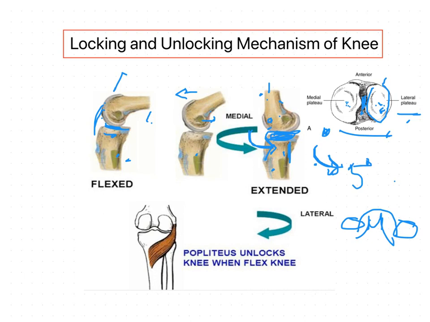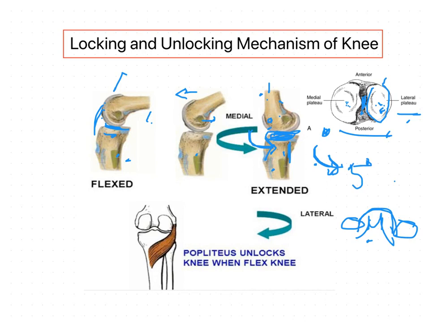So at that position, the intercondylar tubercles are going to fix into the intercondylar notch, and the menisci are going to be tightly present in between the femoral condyles and the tibial condyles. And all the ligaments are taut, and this position is called the closed pack position or locked position, and the mechanism is called the locking mechanism or screw home mechanism of the knee.